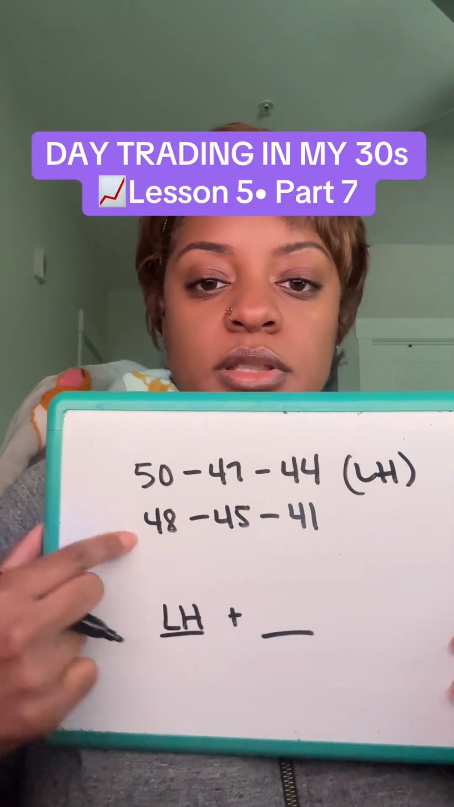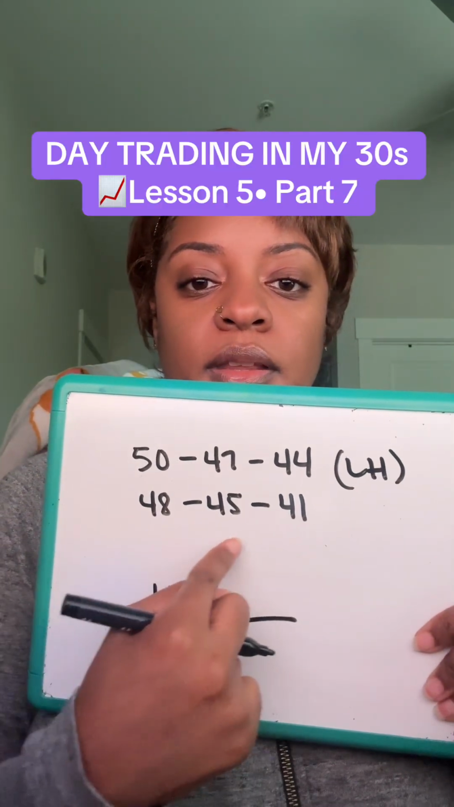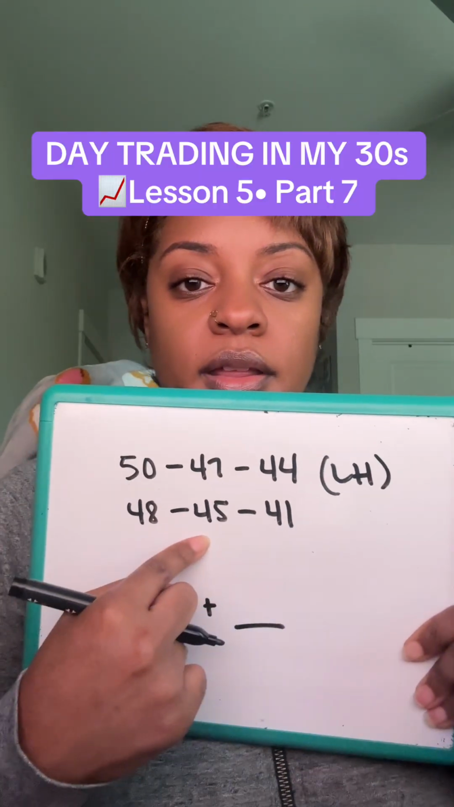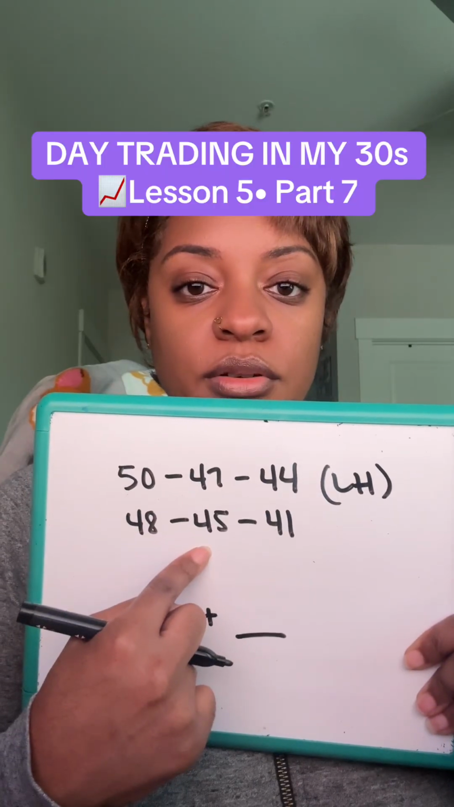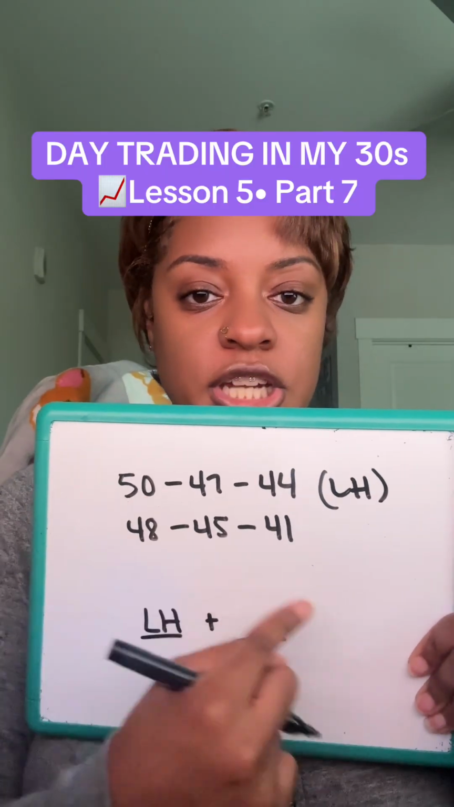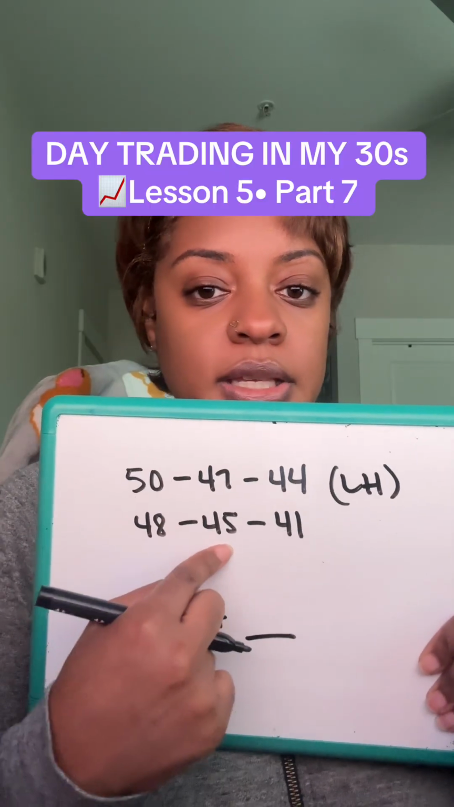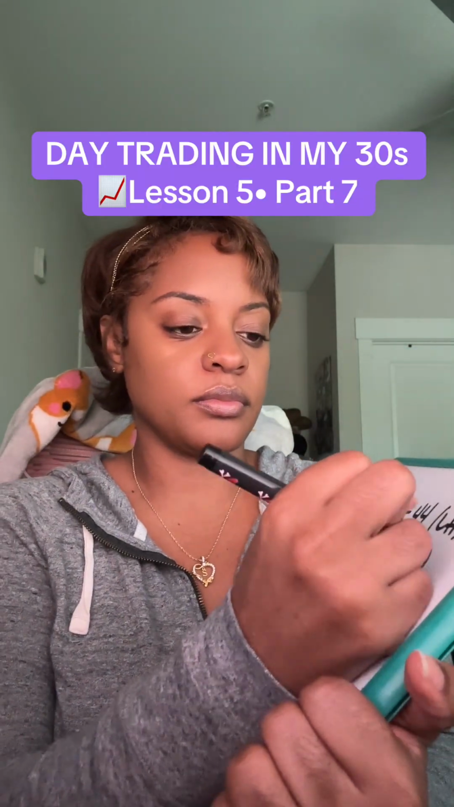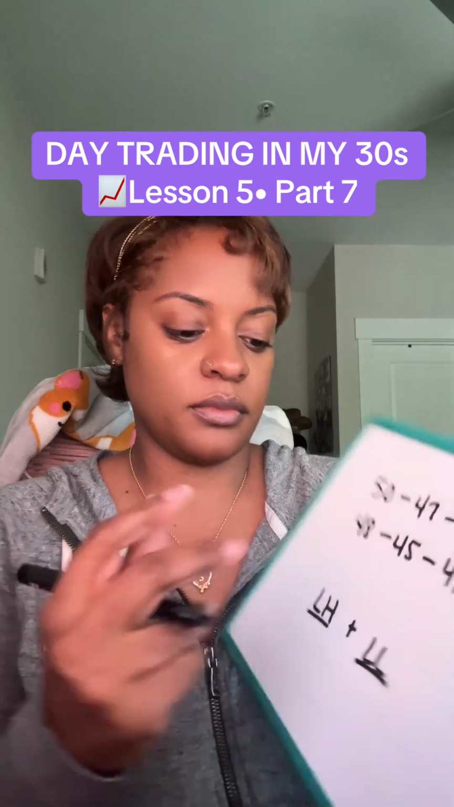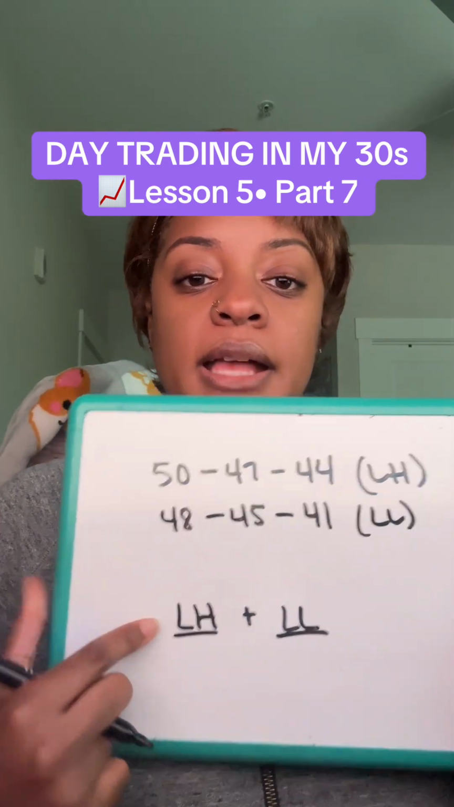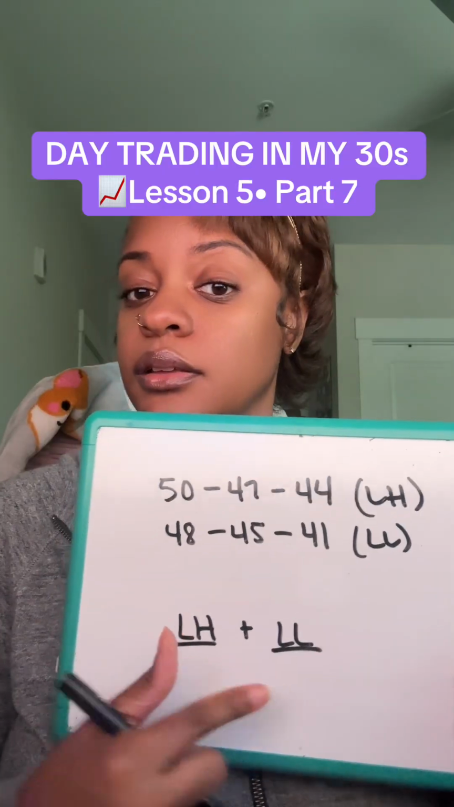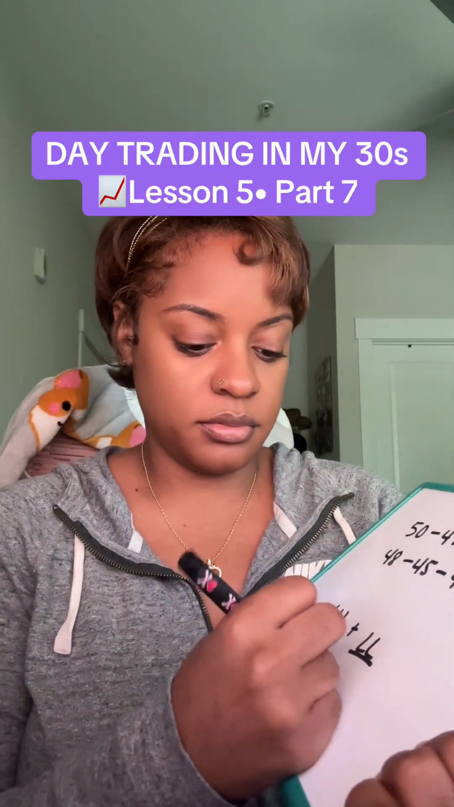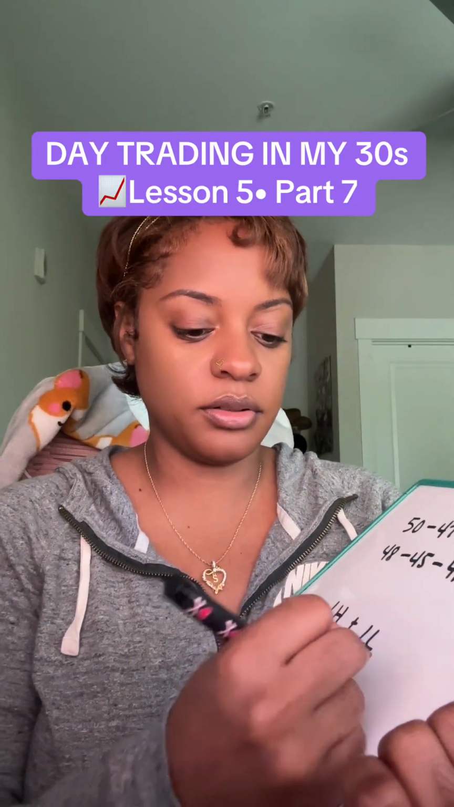For the swing lows, 48 to 45 to 41. 41 is lower than the previous swing low, so we got lower swing lows. Slash, we got lower lows. Same for 45 to 48, it's lower. And we know that lower highs plus lower lows equals what? The first word is low, low down. It's in a downtrend.